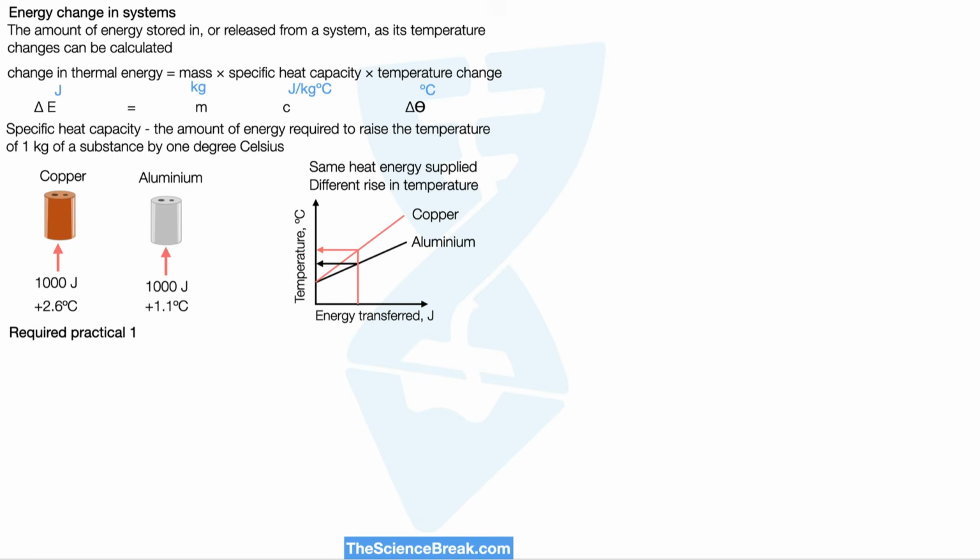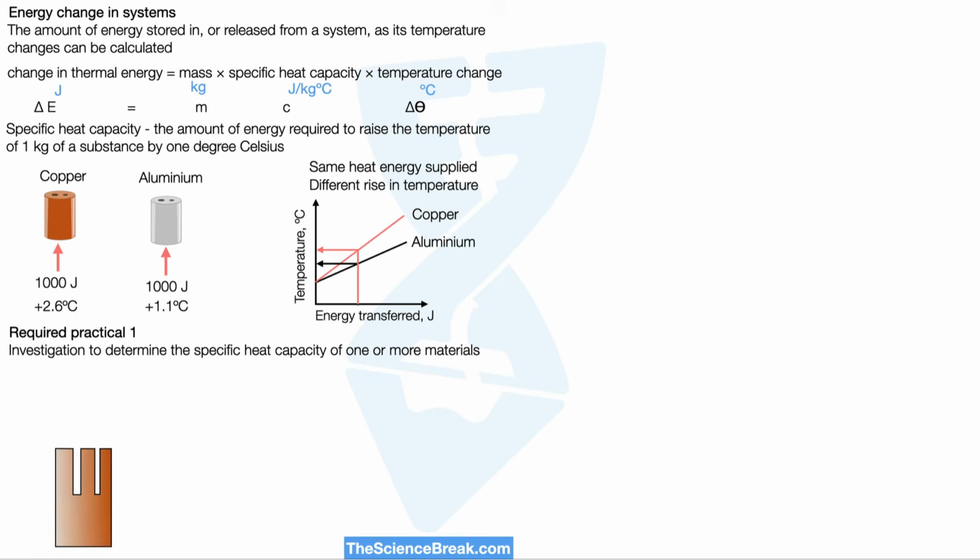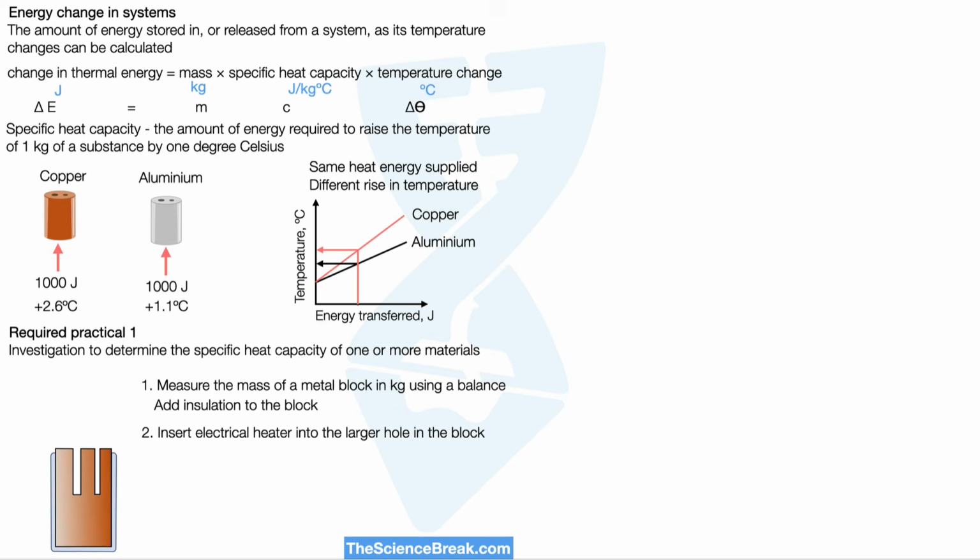Let's look at required practical number 1, the investigation to determine the specific heat capacity of one or more materials. Here is a 2D diagram of a 1 kilogram mass of metal. We would measure the mass of the metal block in kg using a balance. We would add insulation to the block, so there's our insulation. Then we would insert an electrical heater into the large hole in the block, right there.